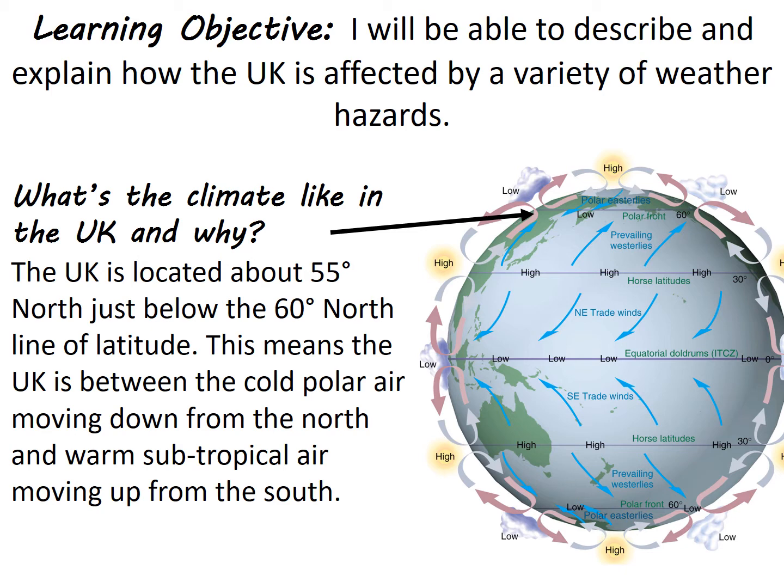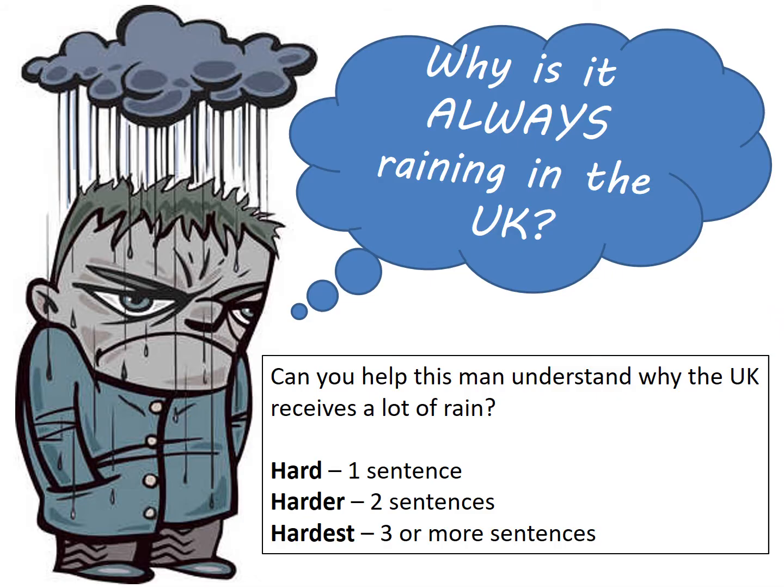So because of that, we are in between two different fronts, and that means that we do experience a lot more rainfall than areas that are kind of further south than us. So France and Spain, we do get a lot more rainfall than there, as I'm sure you will be shocked to find out. So this is why it is always raining in the UK.